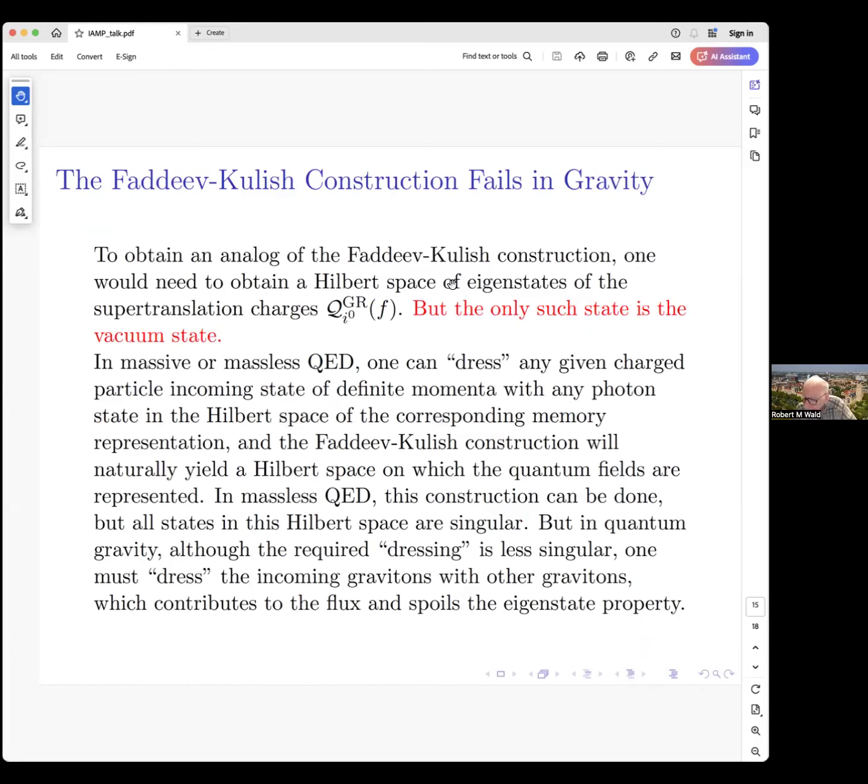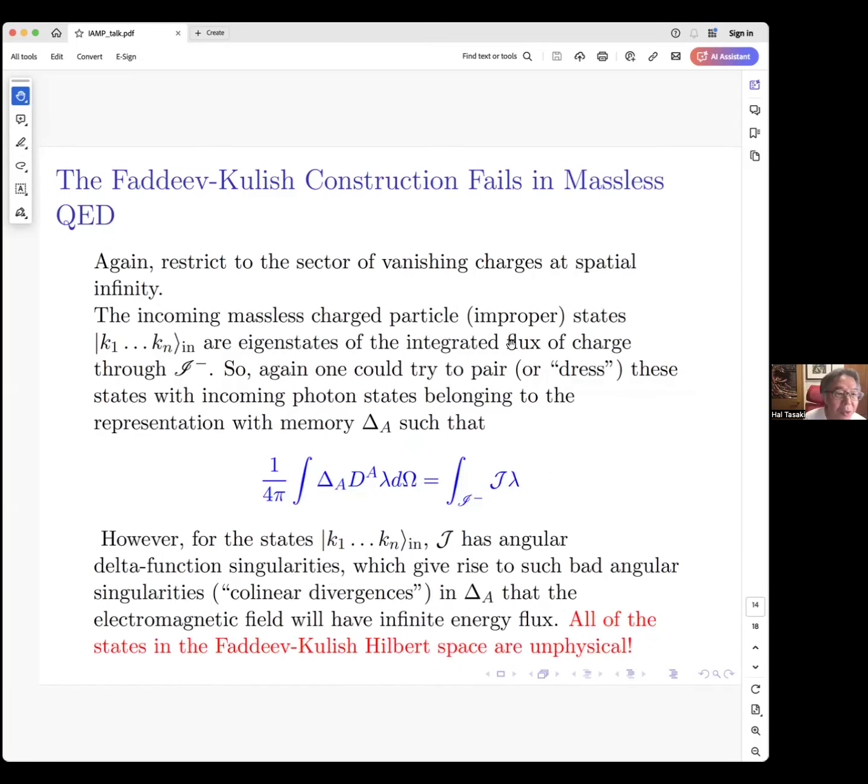Yeah, there's a question in chat about the previous part. This is from Slava Rivkov. The question is: is there a canonical way to carry out the Faddeev-Kulish construction, or is there a lot of arbitrariness in how dressing is performed?